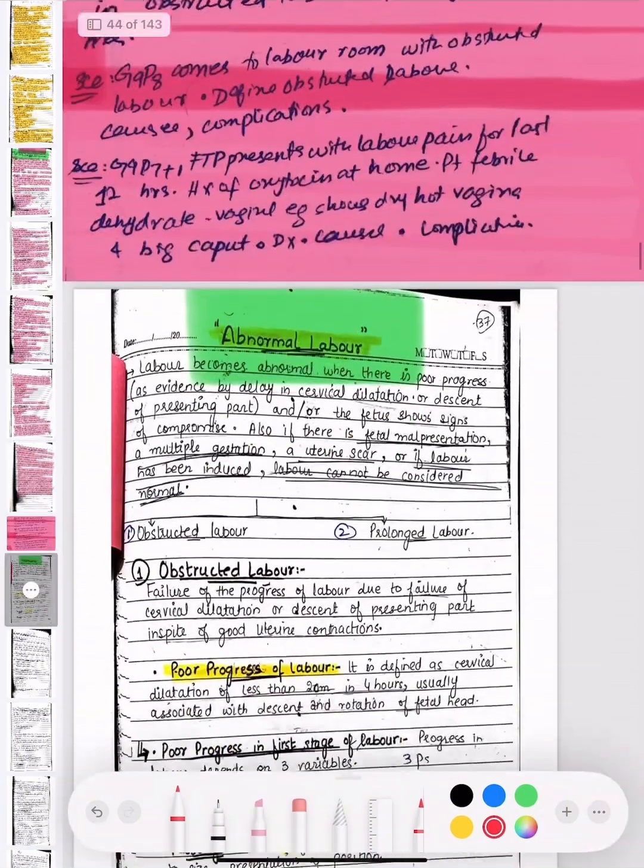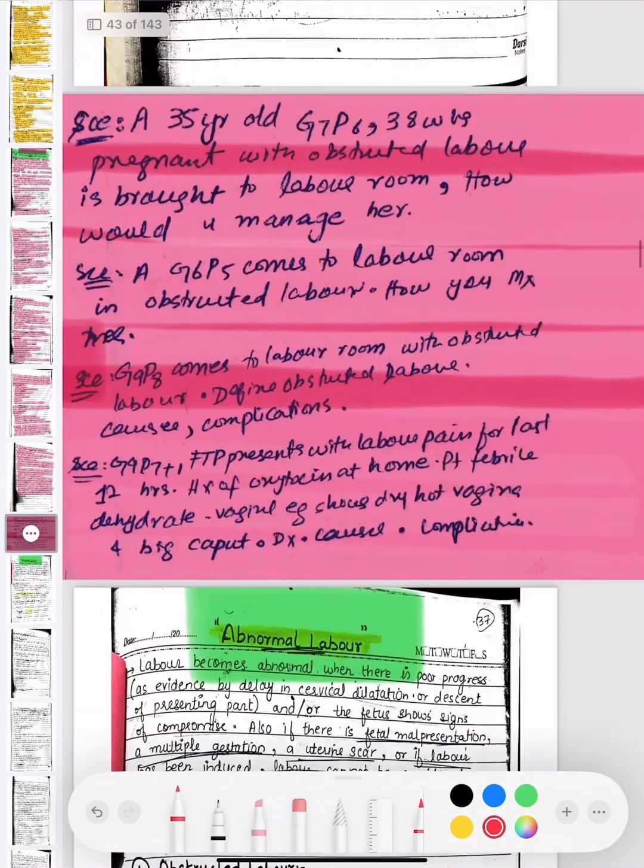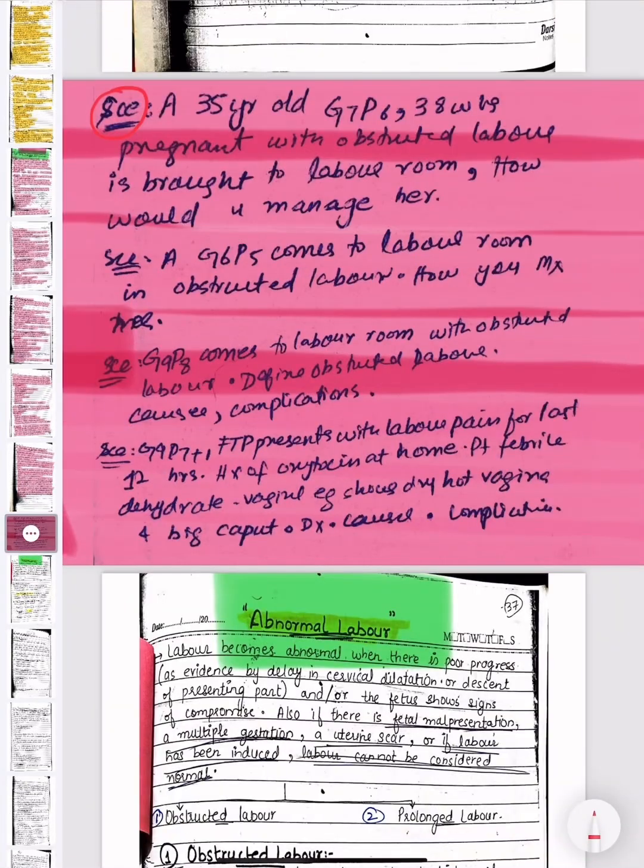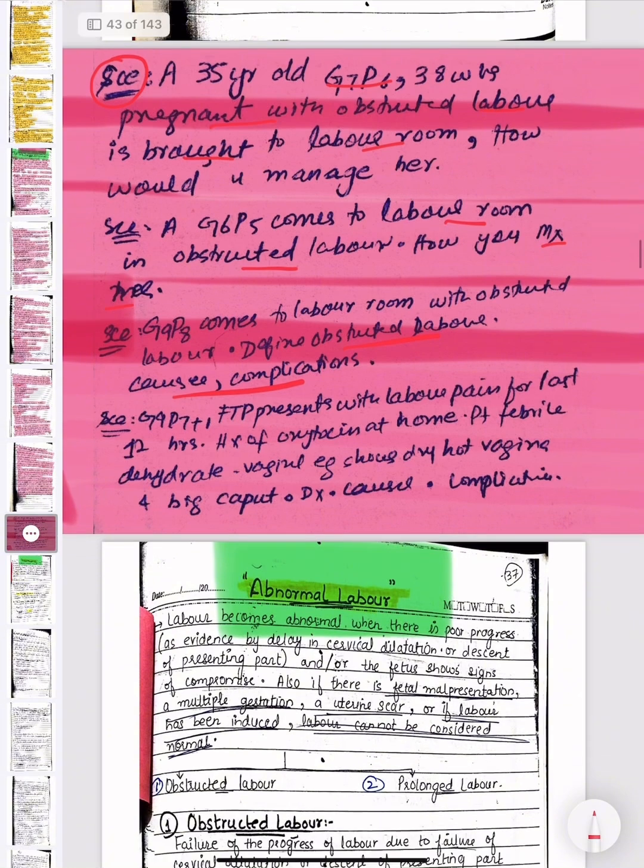Now we will discuss abnormal labor along with scenarios. For abnormal labor, we have a scenario that there is a 35-year-old G7 P6, 38 weeks pregnant with obstructed labor. She is brought to the labor room. How would you manage her? Another scenario is a G6 P5 who comes to the labor room in obstructed labor. How would you manage her? And a G9 P8 comes to the labor room with obstructed labor. Define obstructed labor, the causes and the complications.